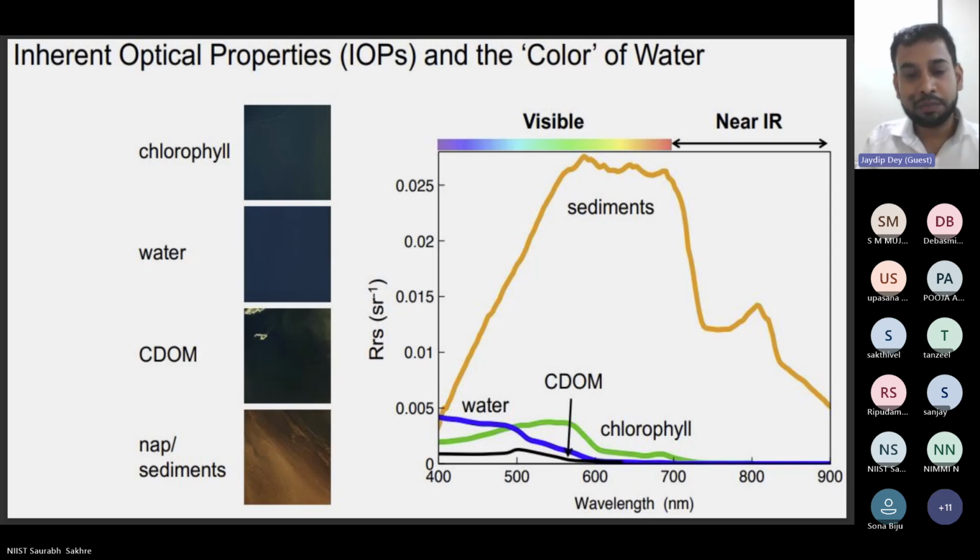So here you can see the reflectance of sediment is very high, and it is detected in the green to red band, that is the 600 to 700 nanometer spectral channel. Similarly, chlorophyll can be detected in the green area, and colored dissolved organic matter has less reflectance compared to the other components. Why this colored dissolved organic matter reflectance is less, and what is the importance of it, we will see in my upcoming slides.